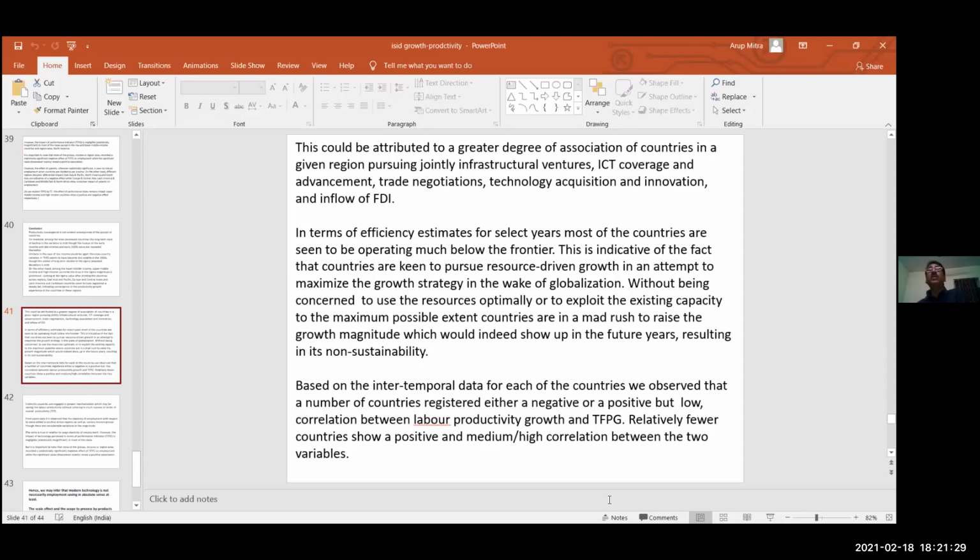Based on the intertemporal data for each of the countries, we observe that a number of countries registered either a negative or a positive correlation between labor productivity growth and TFPG growth, which again confirms that the rise in labor productivity is resulting primarily from capital accumulation processes.